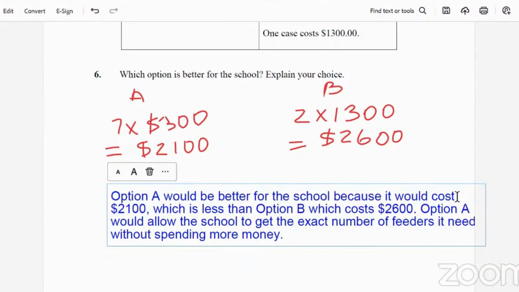I'm just typing randomly, but guys, you have the time to think about how you would want to put your answer. But pretty much the result would be that option A is better because it costs 2,100, which is less than option B, okay? Option A would allow you to get the exact number of feeders that you need, right? At a lower price than option B, which would give you more feeders, but you don't need all those feeders and you'd end up spending more. So option A is the better choice. All right, so that's the end of the exam.